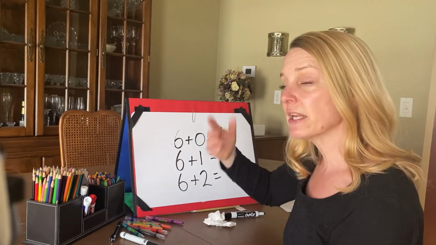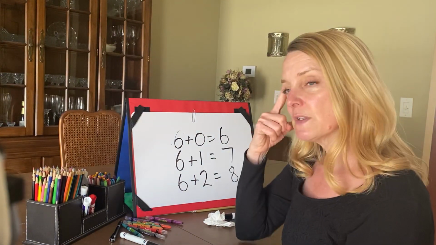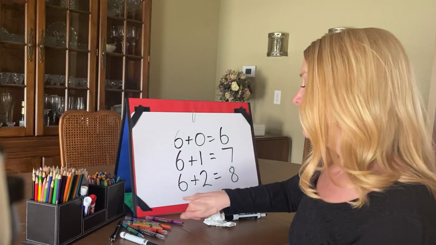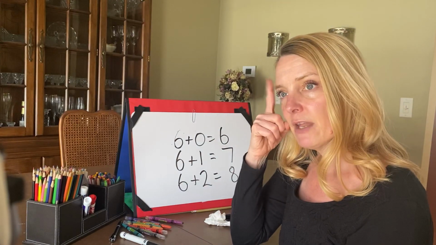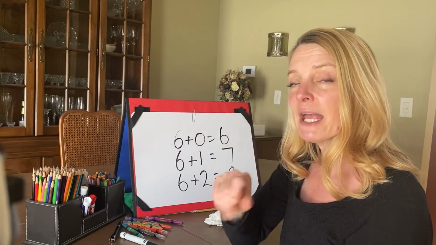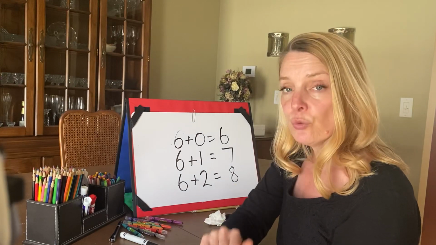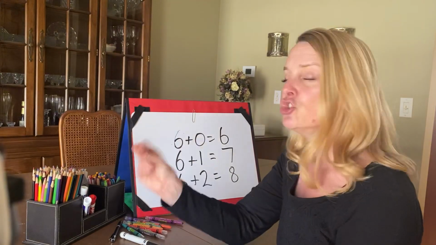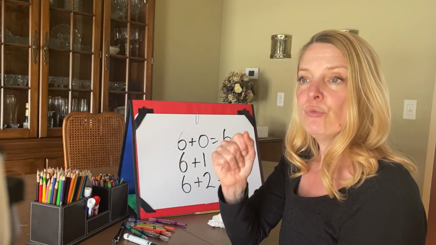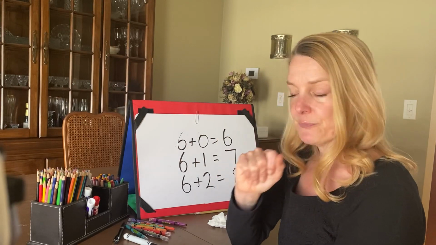I can just count on in my head. 6 plus 1 more, 6, and the next number is 7. 6 plus 2 more, 7, 8. I can do it right in my head, mental math. Learning your math fluency facts just like you have to learn sight words, okay?